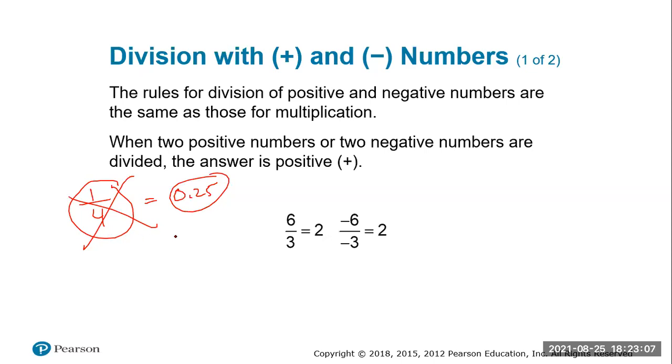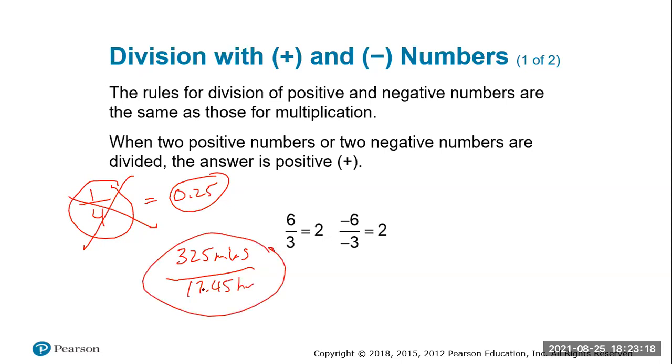Not so bad in this example, but I've had people literally write for answers 325 miles per 17.45 hours and circle it. That just makes me think you're too lazy to actually divide those two numbers. So make sure that you do not leave things, especially in chemistry class here, as fractions. Make sure you take the extra step there and actually divide it, and get a number with a decimal or whatever number you may get there.